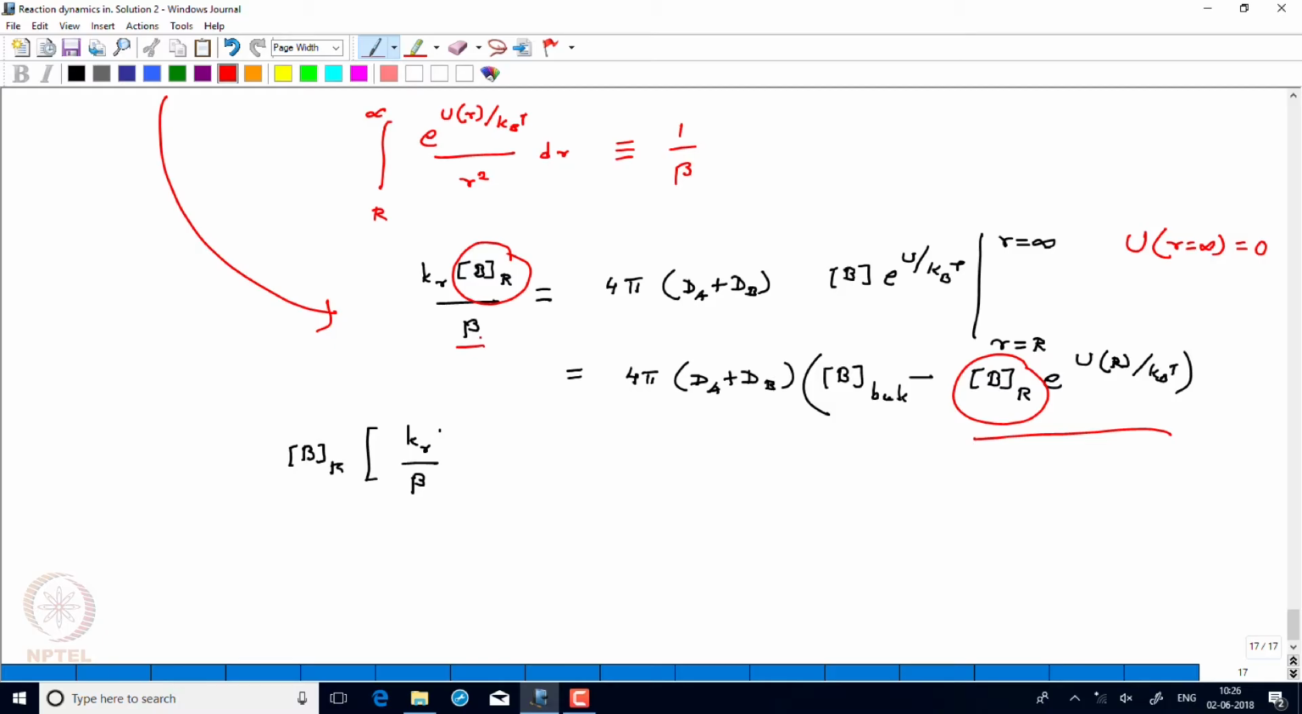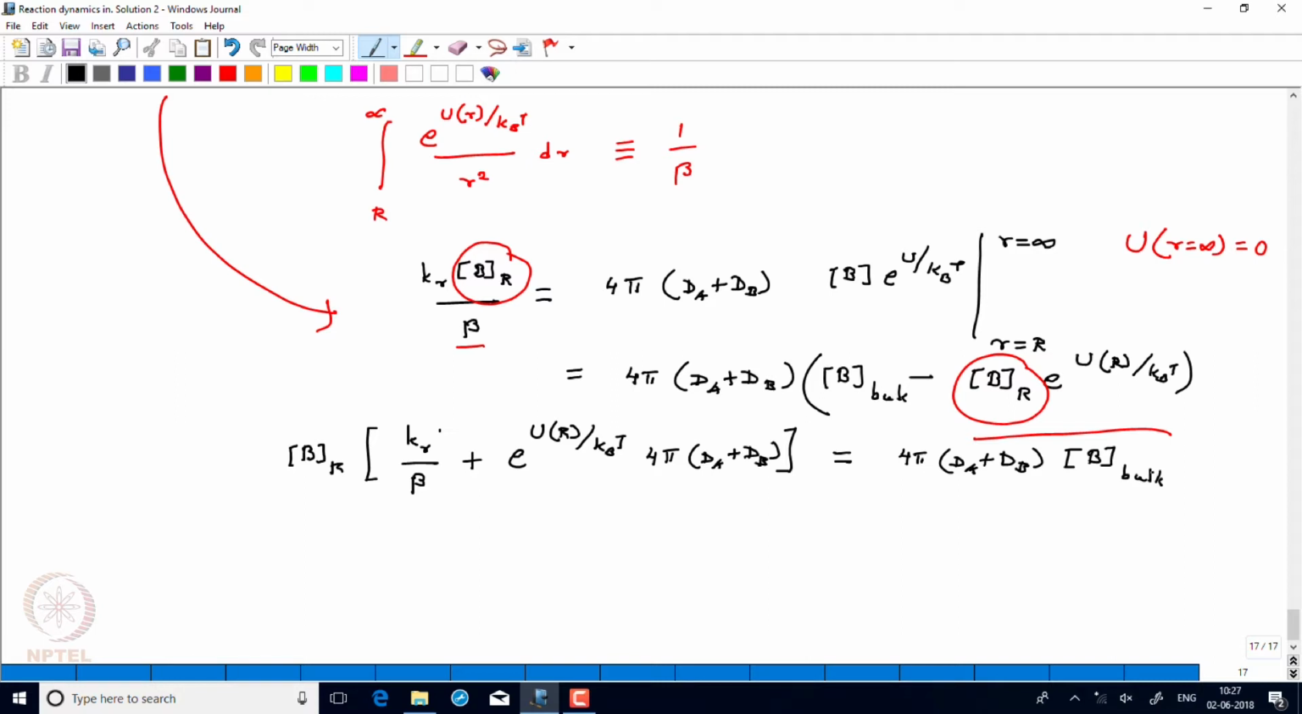We'll come to it. And then what we have inside is a plus sign, because I'm bringing this term on the right hand side to the left hand side. So I'll have e to the power u at r divided by kBT. So this is not a variable, this is basically a constant, u at r, and multiplied by 4 pi dA plus dB, that is always there, and that is equal to 4 pi dA plus dB times the B bulk.